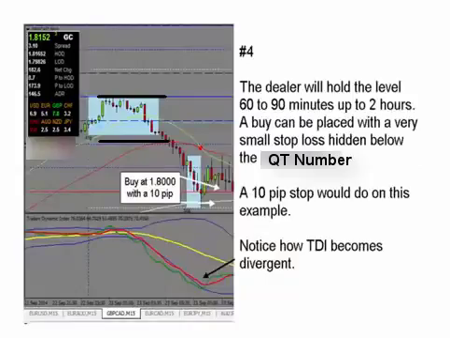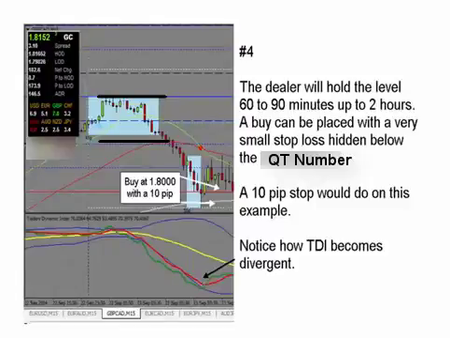The dealer then holds the level for 60 to 90 minutes, up to 2 hours. A buy can be placed with a very small stop loss hidden below the quarters theory number. Again, you can notice how the TDI becomes divergent. TDI was out of the band, and then it cycled back up. And this is one of the major trade triggers, along with the time of the day, that you can use to identify these trade setups.